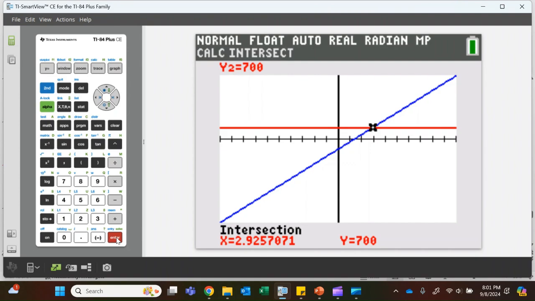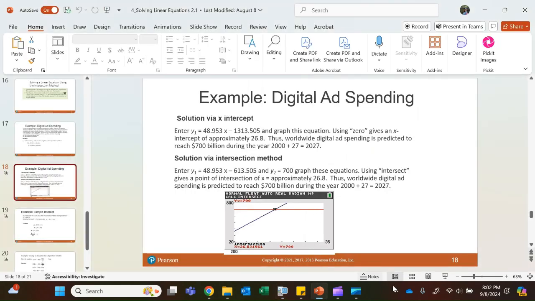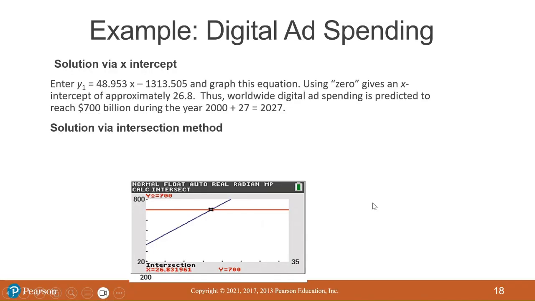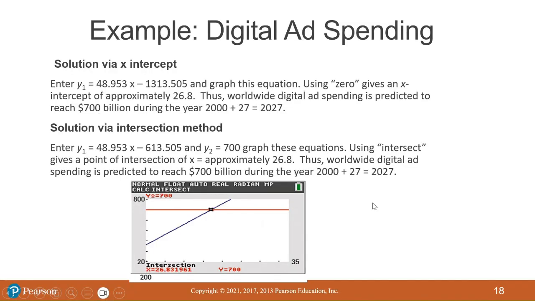2.9257071. Okay, so when y is 700, that 700 billion that this problem's talking about, my x has a value of 2.9257071. Okay, so if we go over here, we could tell, like I said, they get the same exact thing that we got. Thus, worldwide digital ad spending is projected to reach 700 billion during the year.